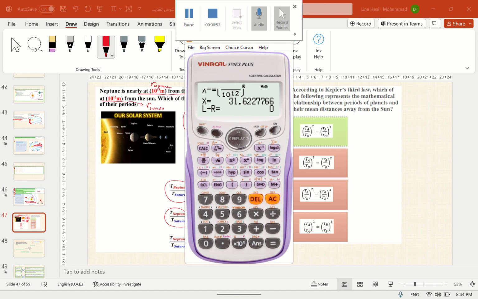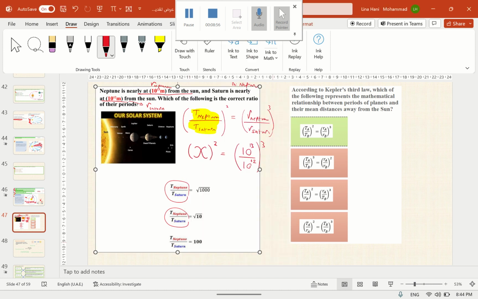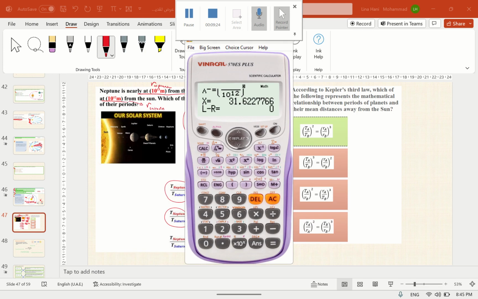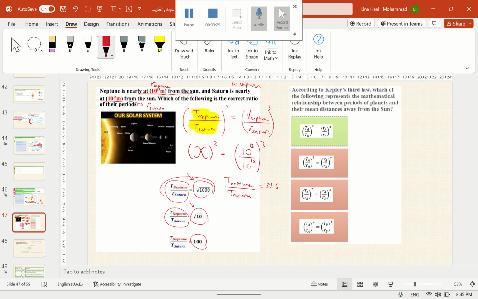So the ratio of their periods, T Neptune over T Saturn, that we want to find is equal to 31.6. You can see that none of the options is 31.6. But you can do these two operations in order to find if one of them is the true answer. The square root of 1000 is equal to 31.6. So this is the correct answer right here.